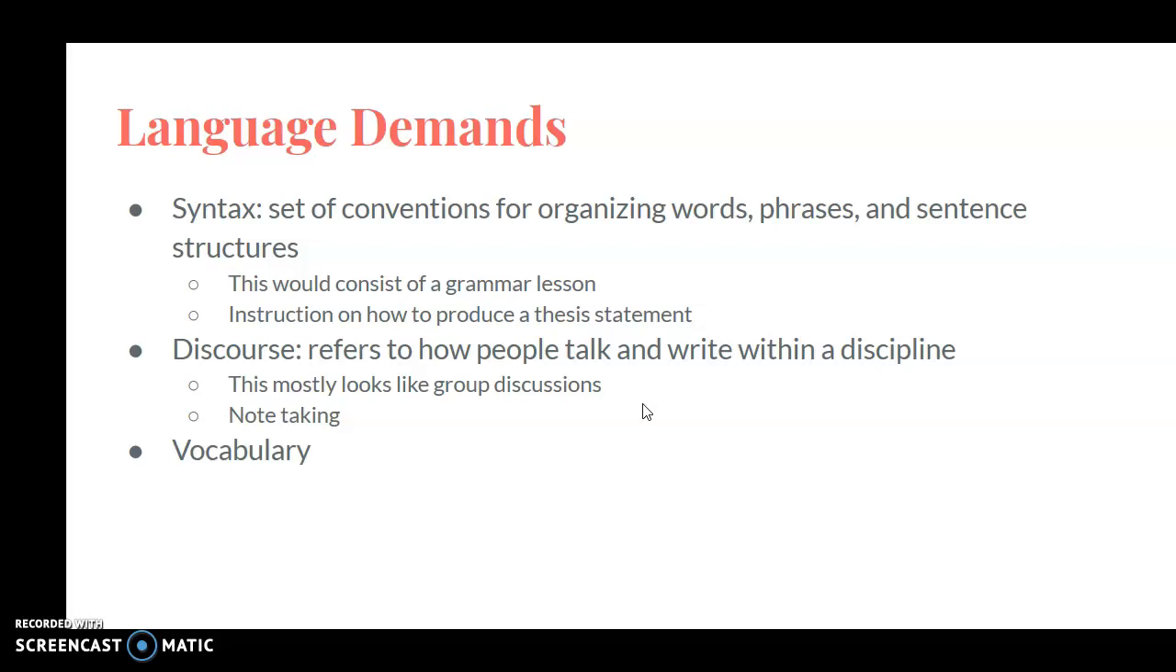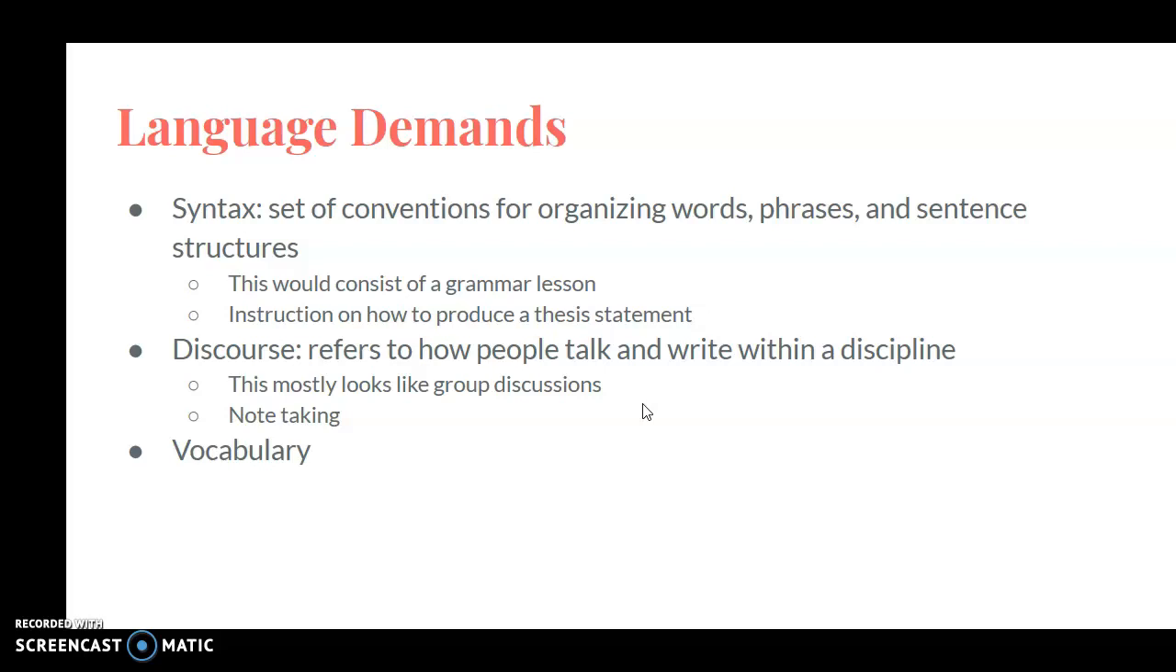So for syntax, it's kind of the set of conventions for organizing words, phrases, and sentence structures, which is really important in an ELA class, and that would look like a grammar lesson or how to produce a thesis statement, what kind of sentence structure you need, commas, and even the words and, then, but, and so on being used correctly within a sentence in order to get your point across. And so that would be the form of teaching syntax within your lesson.